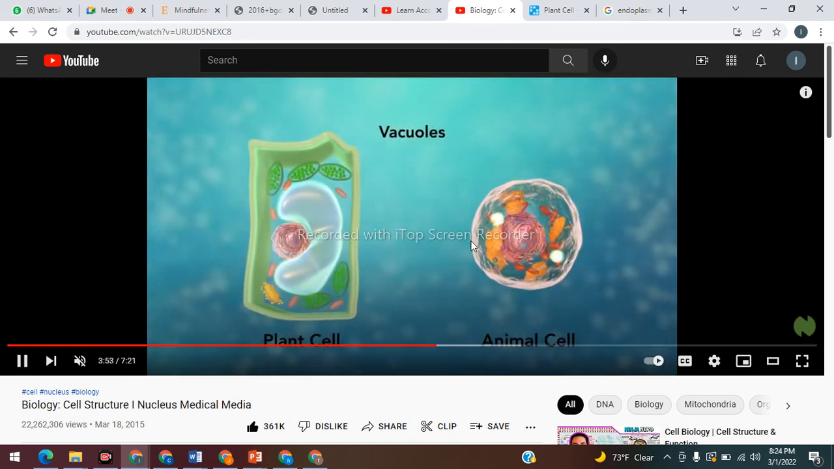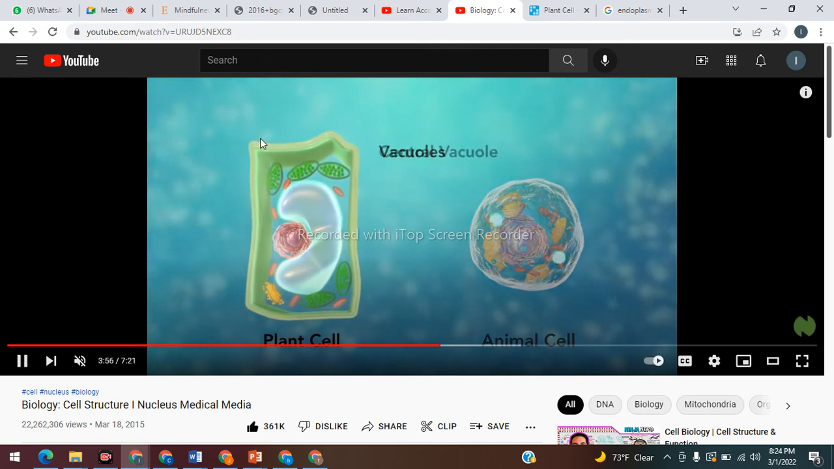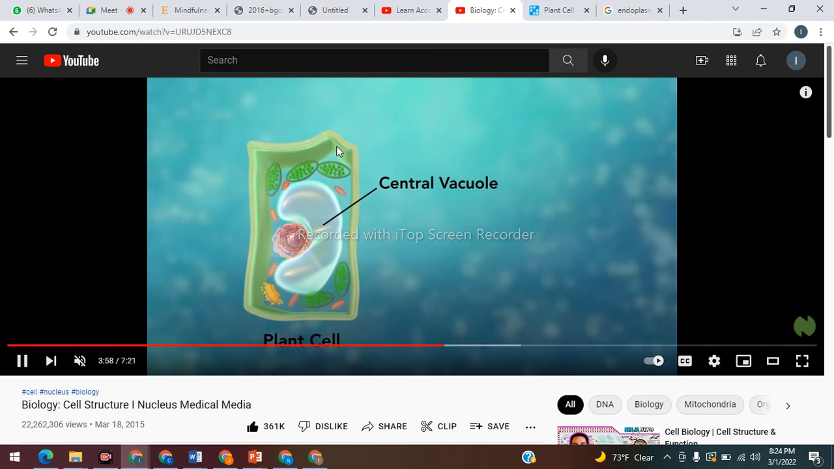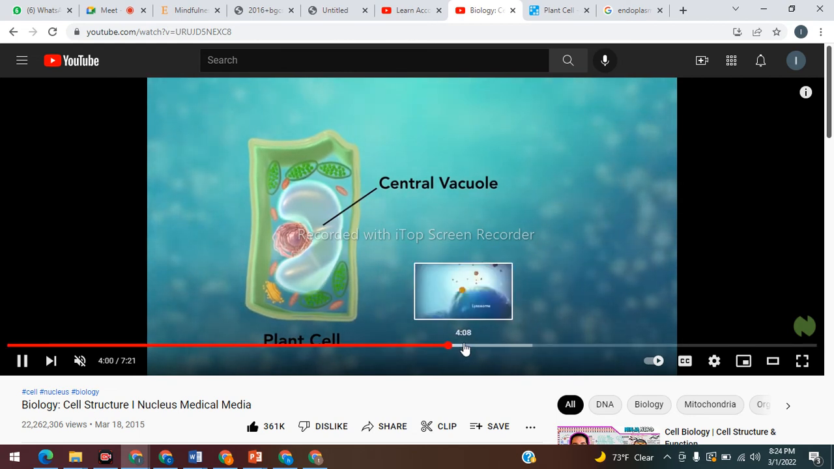So now they're comparing the two, the animal and the plant. This big thing here, anyone know? Vacuole. This one has a big vacuole. This one has small vacuoles. Very rigid. Talking about the central vacuole there.